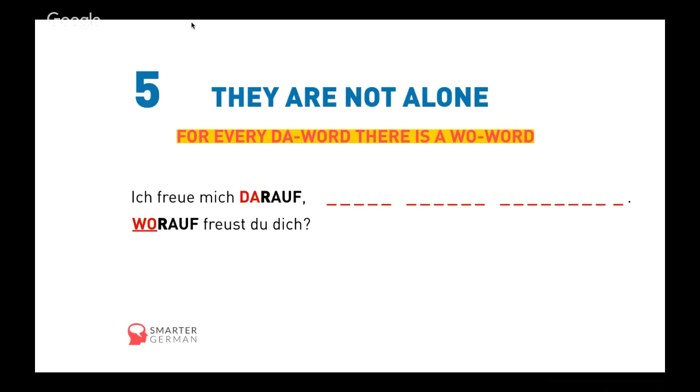So if you want to ask for the part that you see here with the underscores, you need to use the same word, just replace the da with the wo. Worauf freust du dich? What are you looking forward to? And the answer then would be, meine Mutter anzurufen, to call my mother, or darauf, meine Mutter anzurufen.